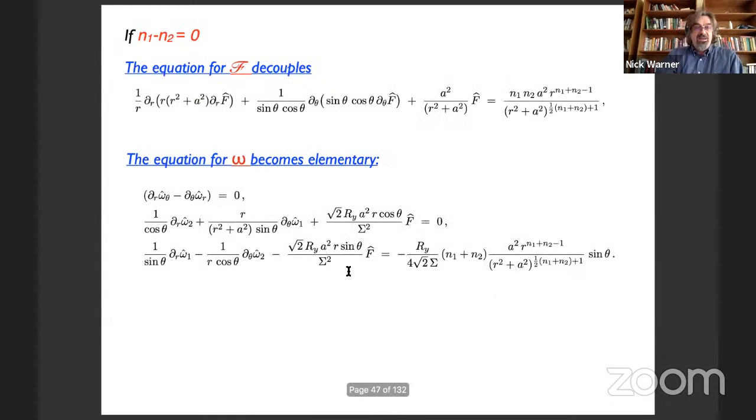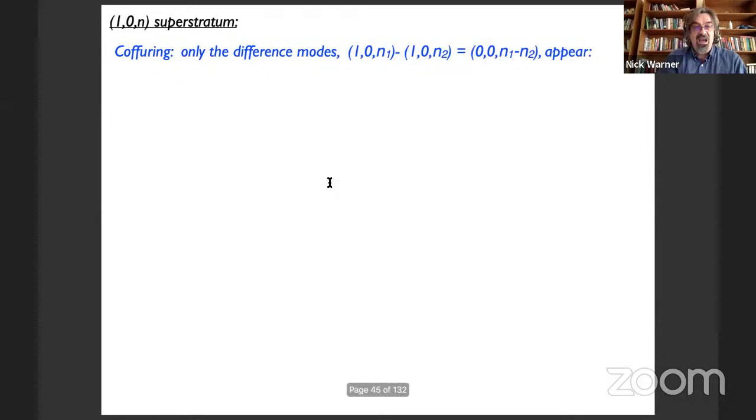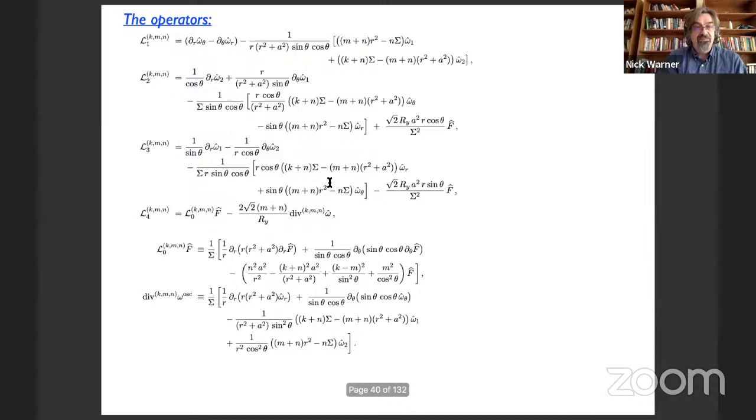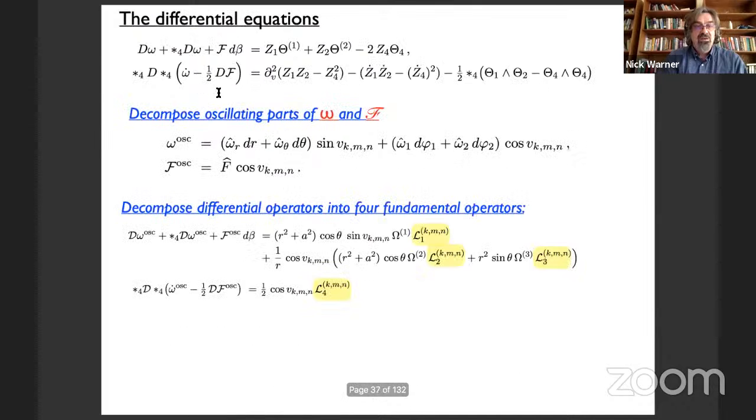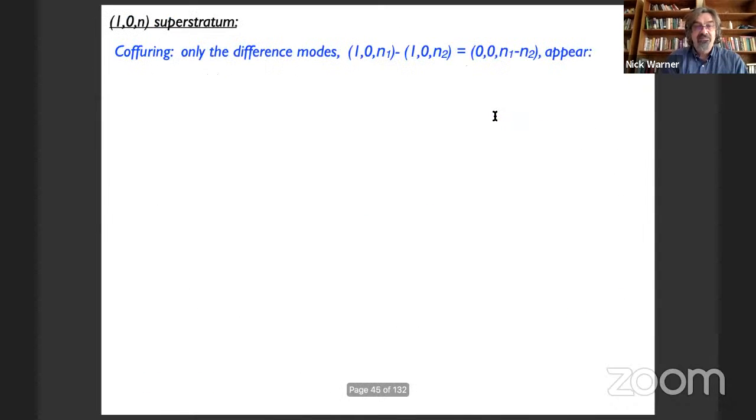When n1 is equal to n2, let's just step back a second. When n1 is equal to n2, essentially the equation for f decouples. Let me just show you where it comes from. The equation, when n1 is equal to n2, means there's no oscillatory mode. And therefore, this omega dot disappears out of this equation. This becomes the Laplacian on f is equal to some source. And all the v derivatives vanish too. So the source is here.